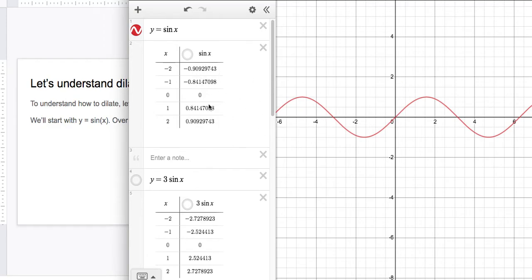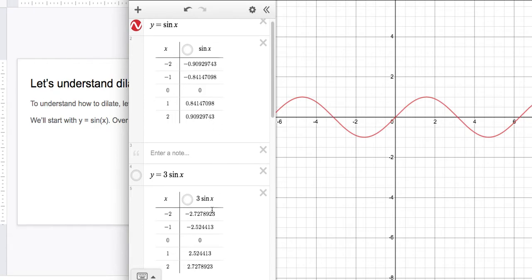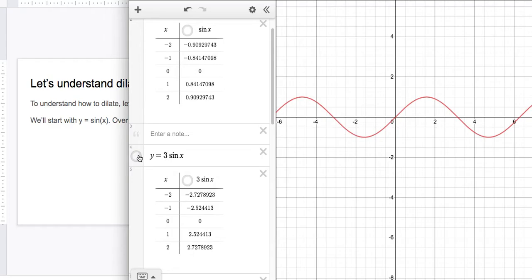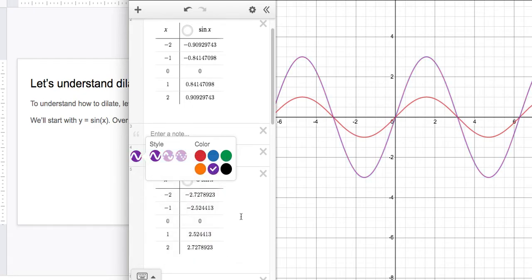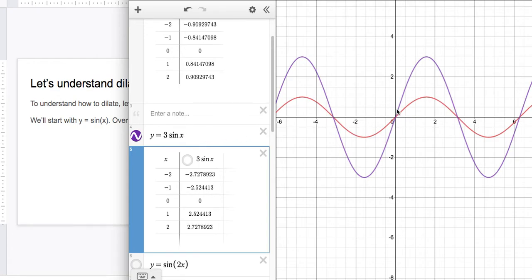Here's my original sine function, and here's the original table. So let's look at what happens if I put a number in front. And let's give this a color so we can see it better. Let's go purple. This graph seems to have stretched, but if I look, every peak of the old graph is now just taller. So it used to be a peak of 1, now it's a peak of 3. And each valley just seems deeper. But all of these x-intercepts didn't change.